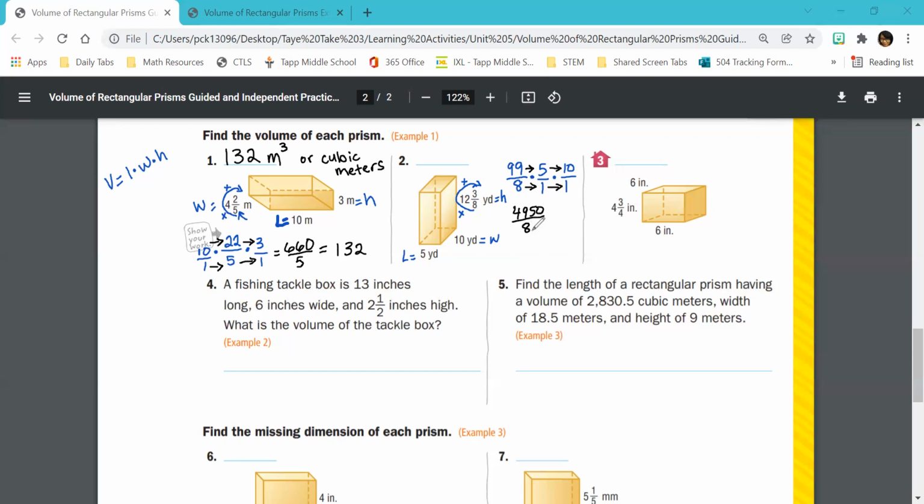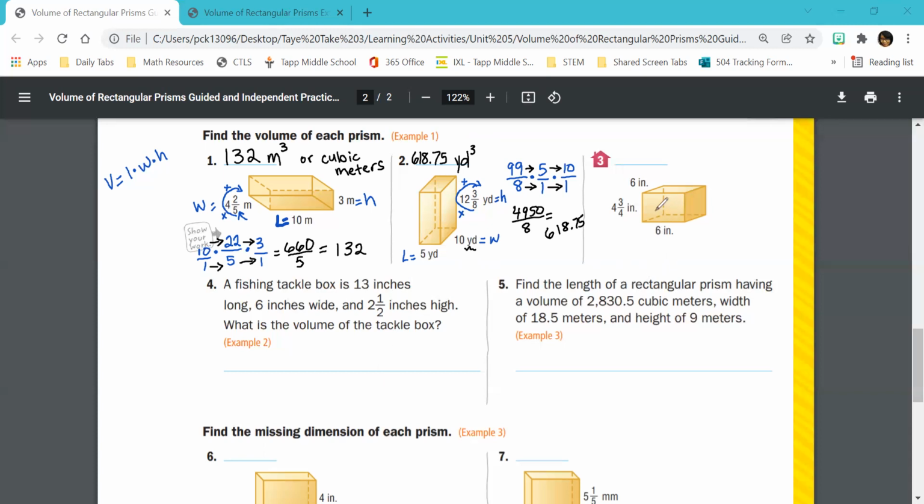So let's pop this into the calculator. Remember that fraction bar means division. 4,950 divided by 8 is 618.75. And remember, our units are yards, so yards cubed or cubic yards.